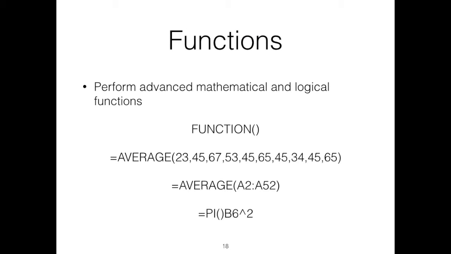Functions basically consist of a keyword and then any numbers that you need to give to the function. So as you can see here, the average function can be used to give you the average of some data. The data that you're giving it, you can either give to it as a list of numbers like this, or you can give to it as a cell reference. So you can tell Excel, I want the average of all the data between cells A2 and A52, or whatever it is that you like.